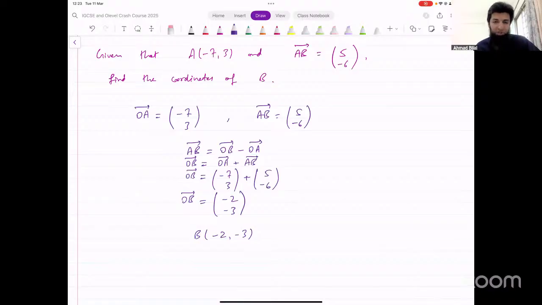So using position vectors, we can find some missing points like this. Any problem with this? No? Okay, now one last thing. And that is showing that two vectors are parallel. Okay.